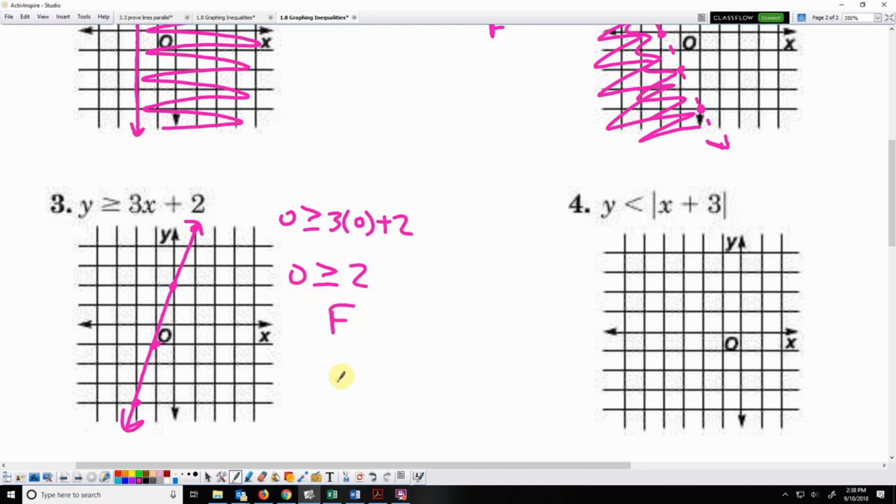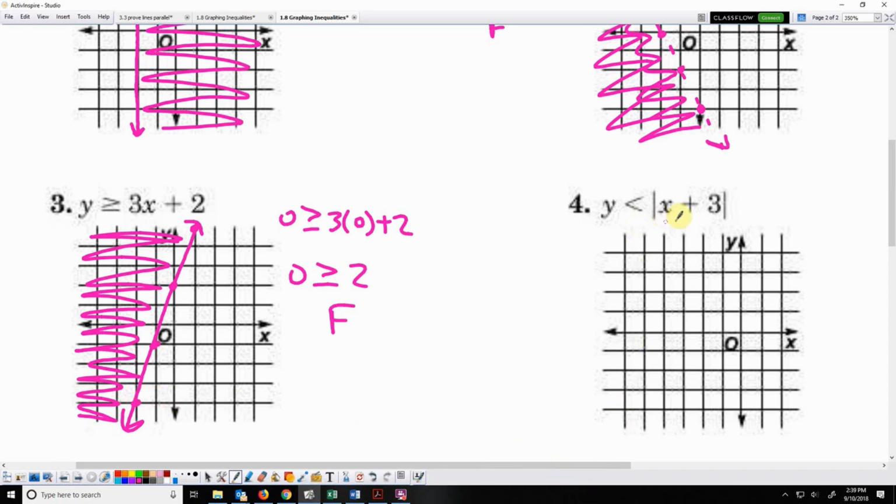That is false. So the origin gave us a false statement, so I shade the side that does not include the origin. Everything over here would have given us a true statement. So all this shaded region and everything on the line will satisfy that inequality.